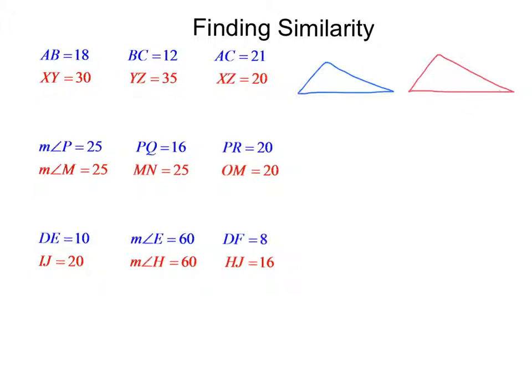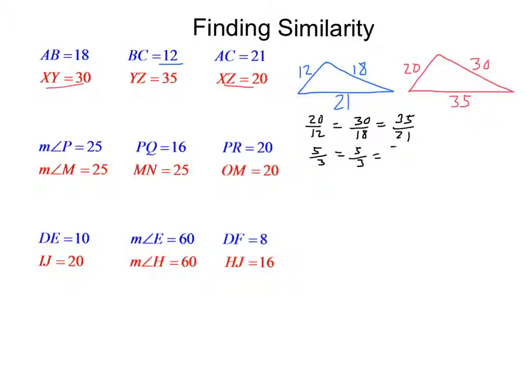So in the blue triangle, I have a short of 12, that's this one, and then a medium of 18 and a long of 21. And in the red triangle, I have a short of 20, a medium of 30, and a long of 35. And now let's test out if these proportions work out. So short over short, medium over medium, long over long: these are both divisible by 4, and we get 5/3. These are both divisible by 6, and we get 5/3. And the last ones are both divisible by 7, and we get 5/3. So that one test checks out.